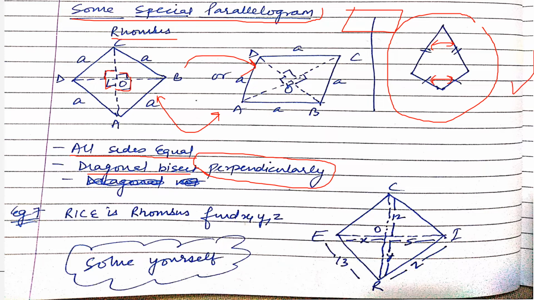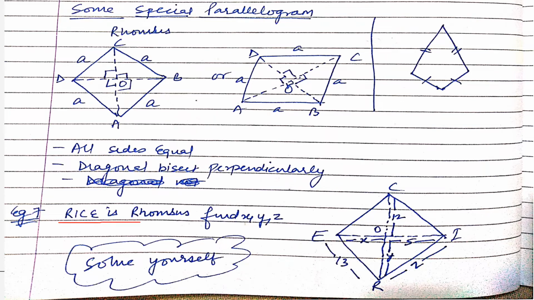Now, a question in front of you, example number 7. RICE is a rhombus. Find XYZ. Let's see what the question is. RICE. This is diagonal EI and diagonal RC.